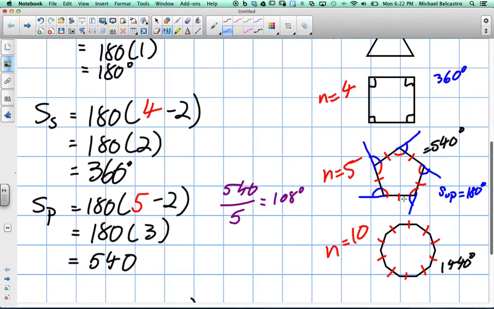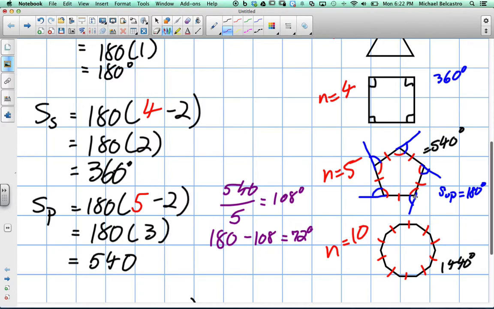Okay. But they want an exterior angle. So 180 minus 108. Perfect. The outside angle is going to be, anyone know? 72, that's right. That's 72. Okay.